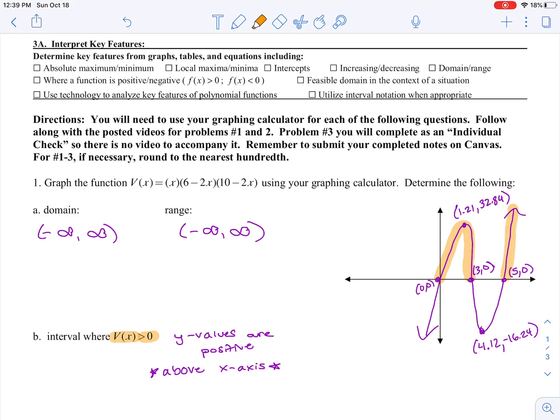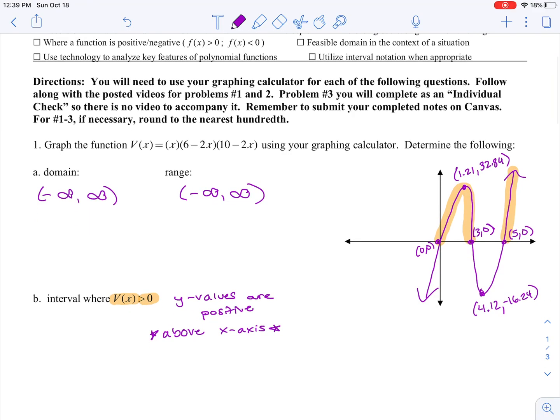And then I always have to make a decision about where it actually is on the x-axis. Should I include those or not? And when I'm looking at this graph, it says that it's greater than, not greater than or equal to. So that tells me that we are not including those x-intercepts. So if I want to write this as an interval, I'm talking about going from when x is 0 till x is 3, but not including 0 and 3. So that's why I use my parentheses.